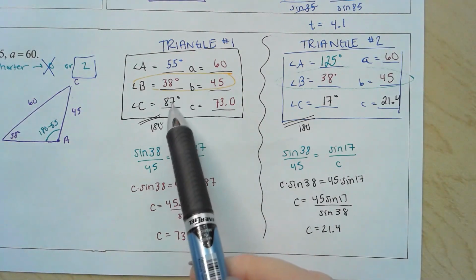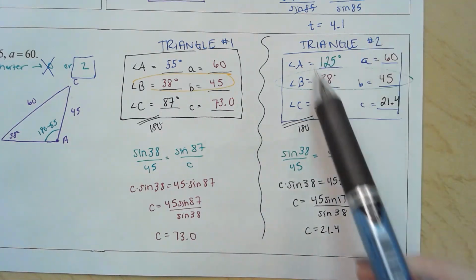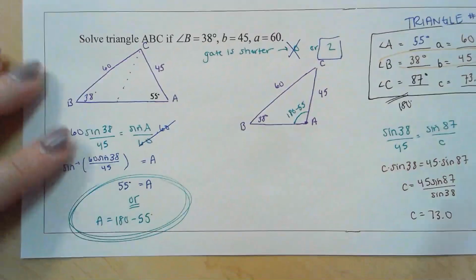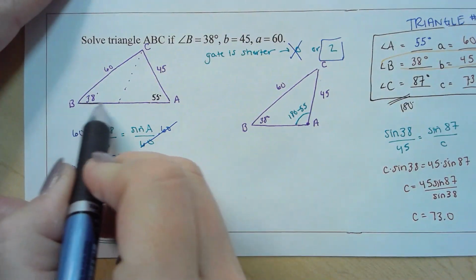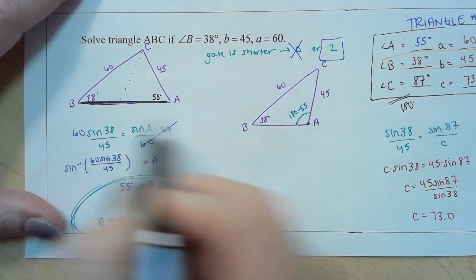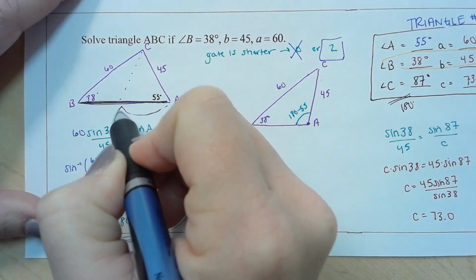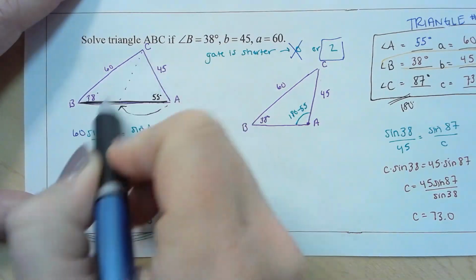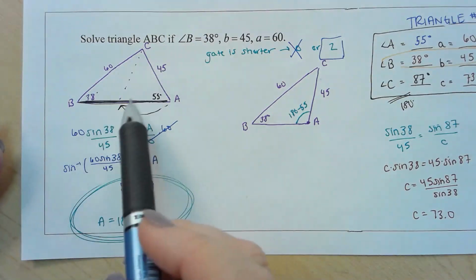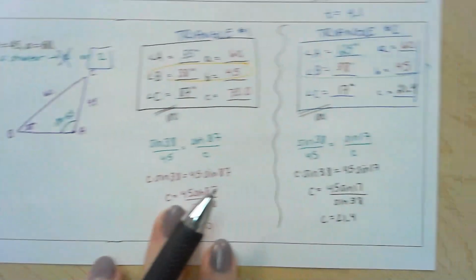In triangle number 1, angle C was the biggest angle, so it's the biggest side. In triangle 2, it's the smallest angle, so it should be the smallest side. Remember what happens to side C. This is side C, right? It was 73, but when I swing that gate in, it gets much shorter. And I say much shorter. It doesn't look like it in here, but this picture's not drawn really to scale very well, and that's okay.